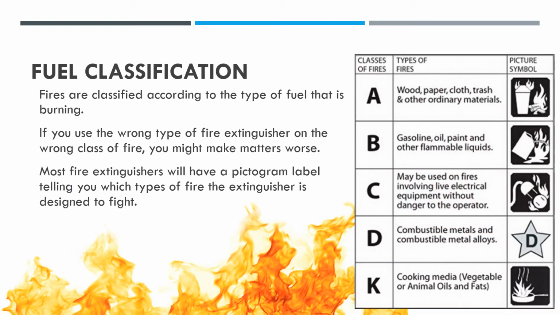There are several classes of fire based on the type of fuel present. Class A fires are common combustibles. Class B fires are flammable liquids. Class C fires involve live electrical equipment. Class D fires are combustible metals. And Class K fires involve cooking media such as vegetable oils or animal fats.